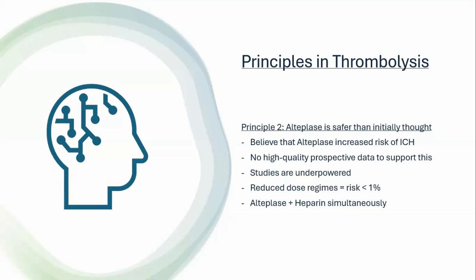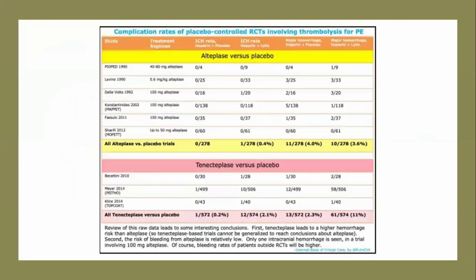Obviously, if you want to reduce your risk even further, don't give your alteplase and your heparin simultaneously. Okay. So reduced dose regimens actually carry very low risk. And you can see there, this is looking at the complication rates of the placebo-controlled RCTs. It goes all the way back to the 1990s, where they looked at alteplase, and then they also did a few studies on tenecteplase.